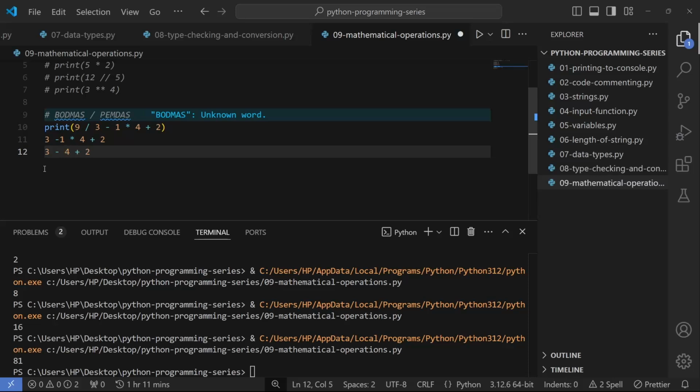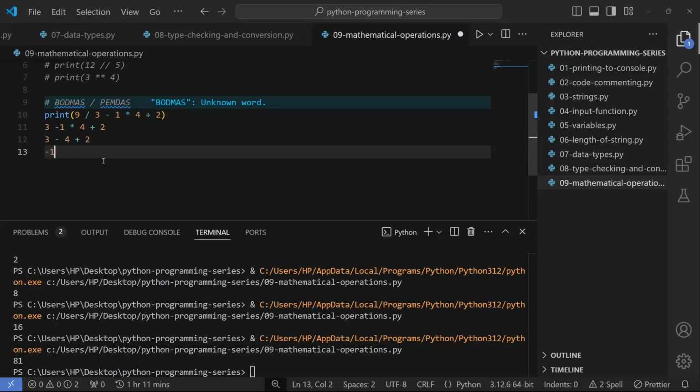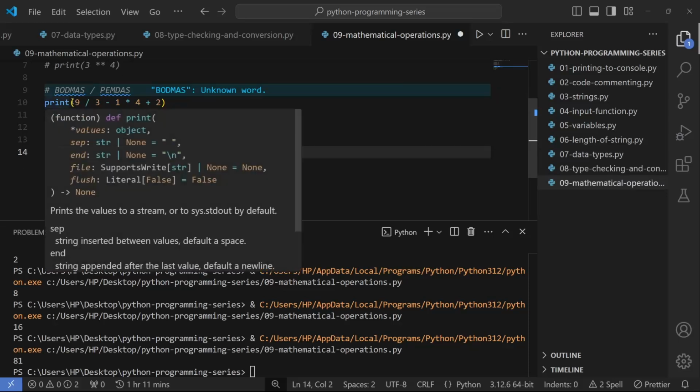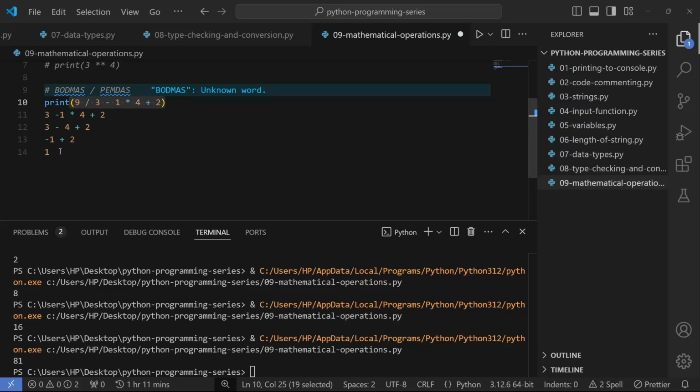Now we are left with addition and subtraction. If you look at these formulas, we have addition before subtraction. It doesn't mean that addition has higher priority than subtraction. Both of them have the same level of priority, but the one that comes first will always take precedence, the one at the leftmost side. So 3 minus 4 is going to give you negative 1. And that means we have negative 1 plus 2, which gives you 1. So the result of this mathematical operation is going to be 1.